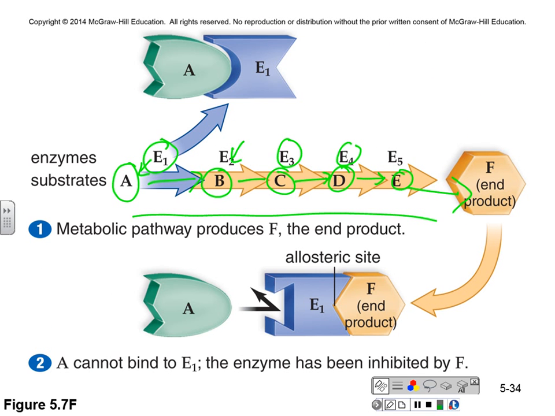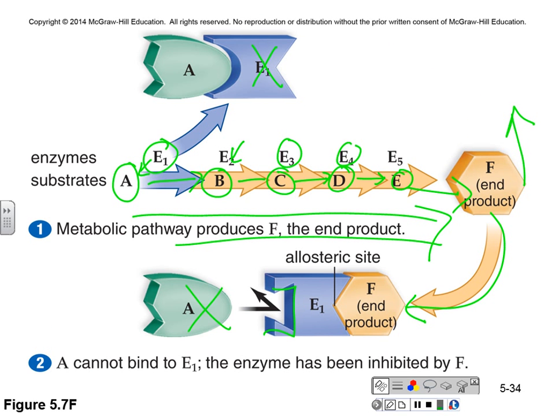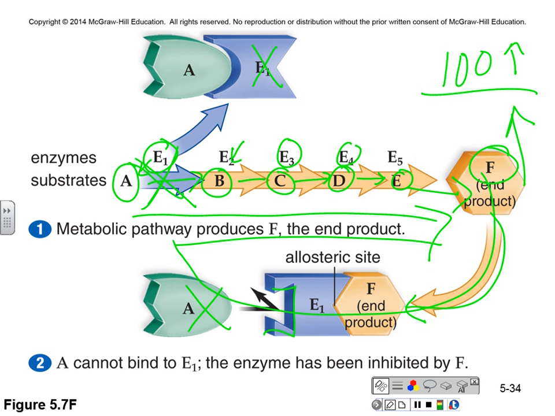So this will keep happening until you have enough of your end product. Then your end product will go back, it will bind this enzyme, change the shape, and now A cannot bind that enzyme. So we have some really complicated metabolic pathways. If we need to make a whole bunch of F, we need to make 100 of F, but we don't want to make any more than 100, we will continue this production line until we reach our cap, and then we'll go back and we'll shut off this assembly line.